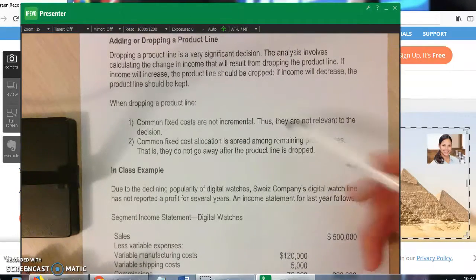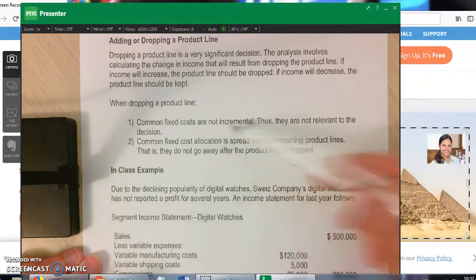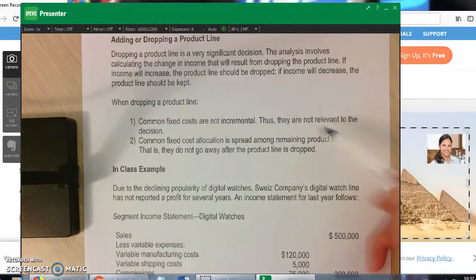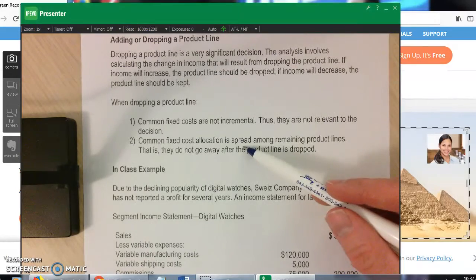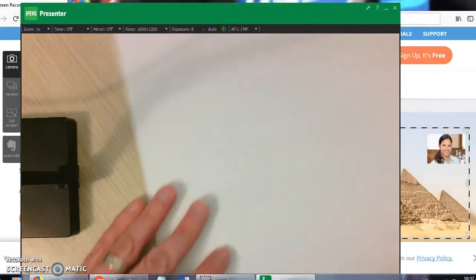Okay, so that'd be the case of dropping a product line in the context of a university. One thing we have to talk about when dropping a product line is that we have these common fixed costs. They are not incremental, and what's going to happen is that these common fixed costs will be spread to the remaining product lines. So I'm going to flip the page over here and describe this.